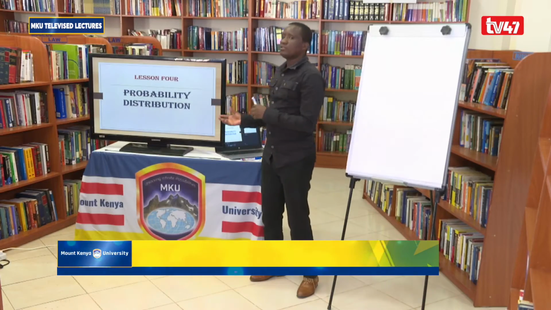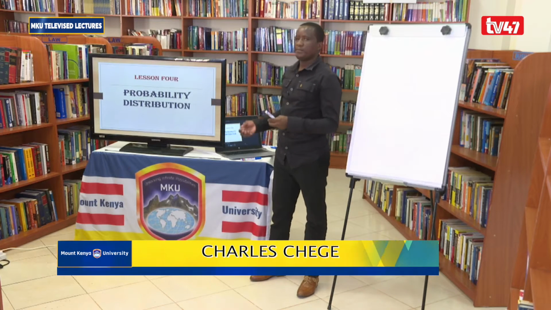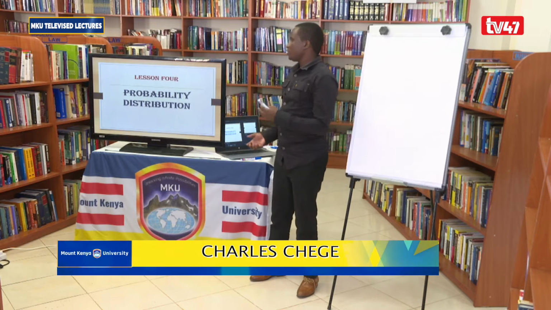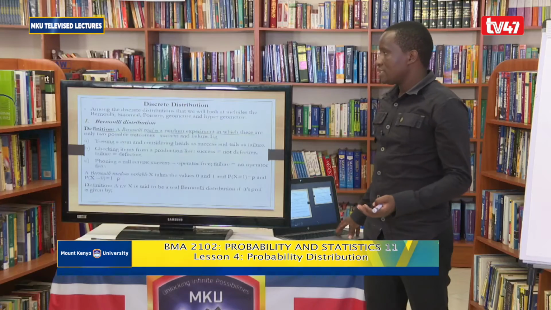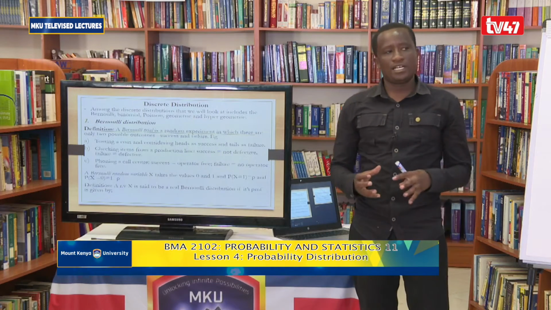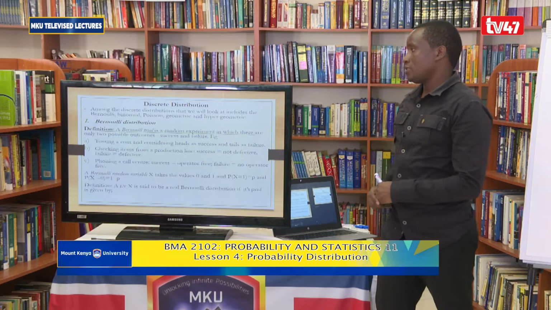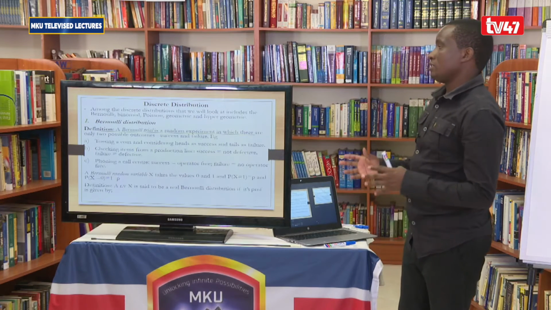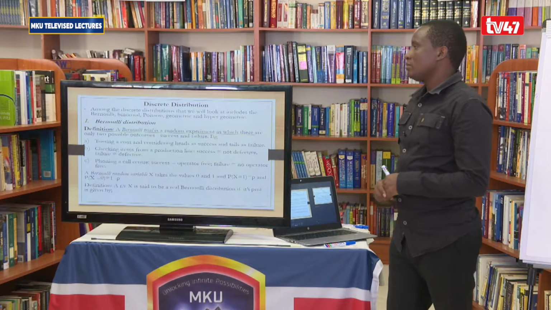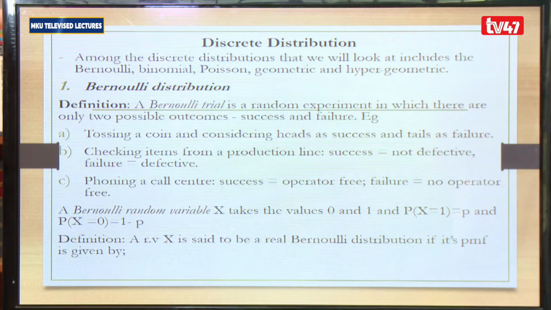In this lesson, we are going to discuss common probability distributions that we associate with different random variables we experience under different circumstances. But we will categorize them into two. We will have discrete distributions and we'll have continuous distributions. Discrete distributions, among them, we have Bernoulli, binomial, Poisson, geometric, and hypergeometric. Let's start with the Bernoulli.